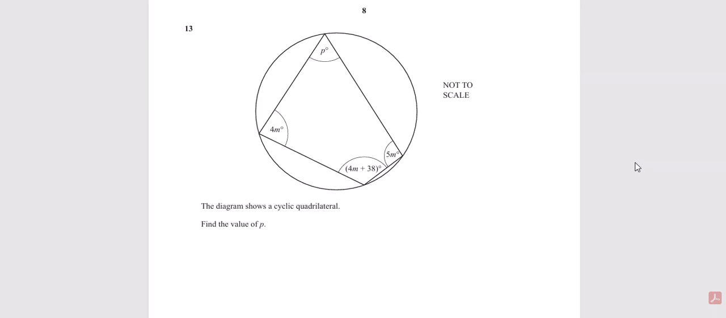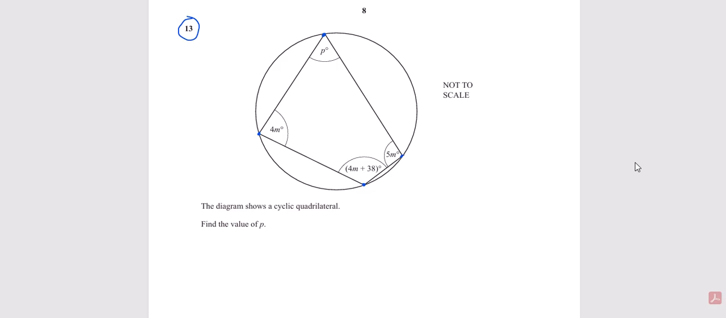Question number 13. The diagram shows a cyclic quadrilateral. Find the value of p. In a cyclic quadrilateral, these are 4 angles. So we need to find p. So in a circle quadrilateral, opposite angles are equal to each other. First of all, we find m, then we find p.